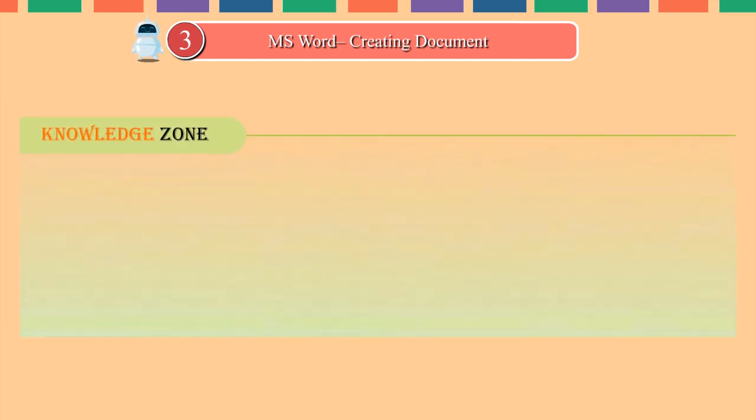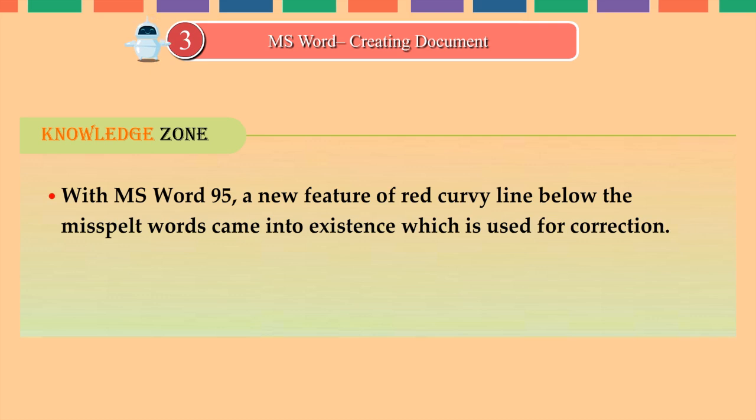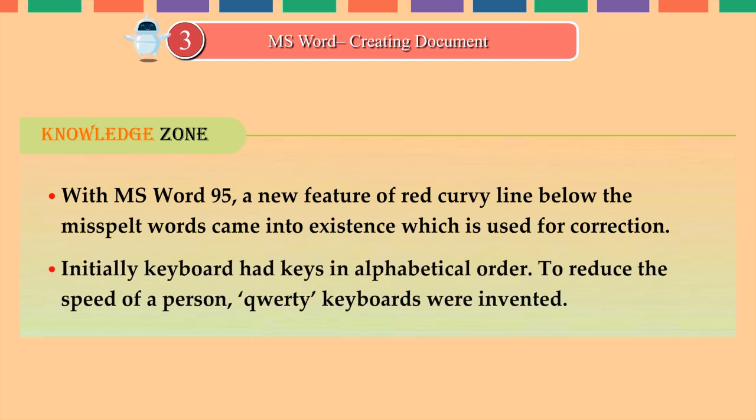Knowledge Zone. With MS Word 95, a new feature of red curvy line below the misspelled words came into existence, which is used for correction. Initially, keyboard had keys in alphabetical order. To reduce the speed of a person, QWERTY keyboards were invented.